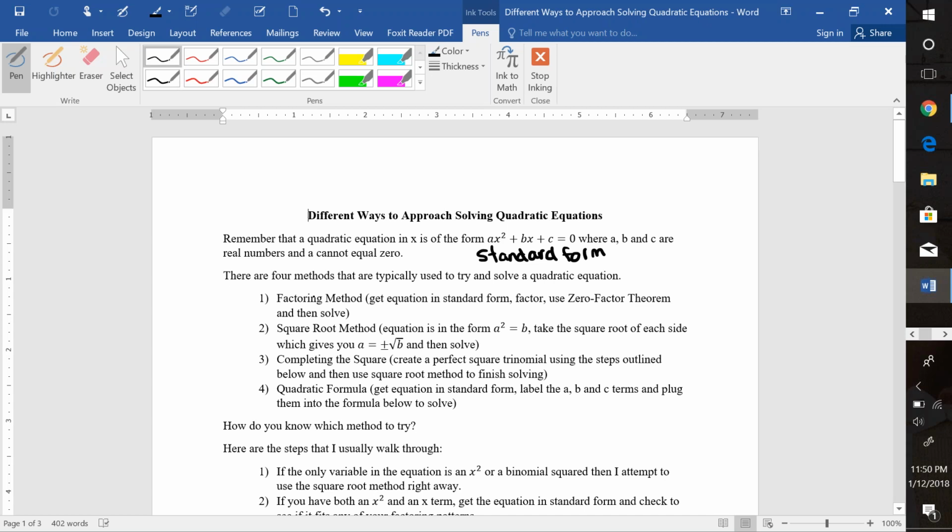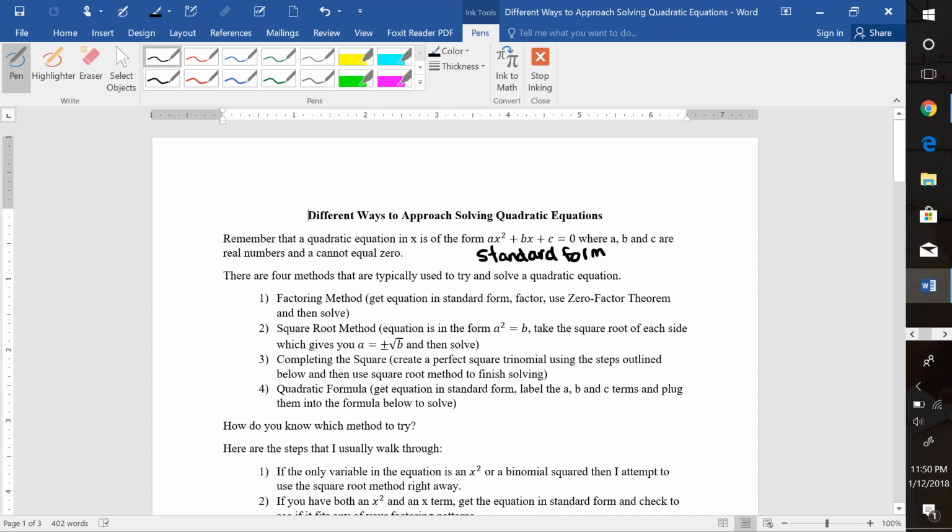There are four typical methods that we use to try and solve quadratic equations. The first one does not always work because not all polynomials that we encounter will factor, but 3 and 4, the last methods that we're going to cover, are the ones that will always solve any quadratic equation that you have in front of you.